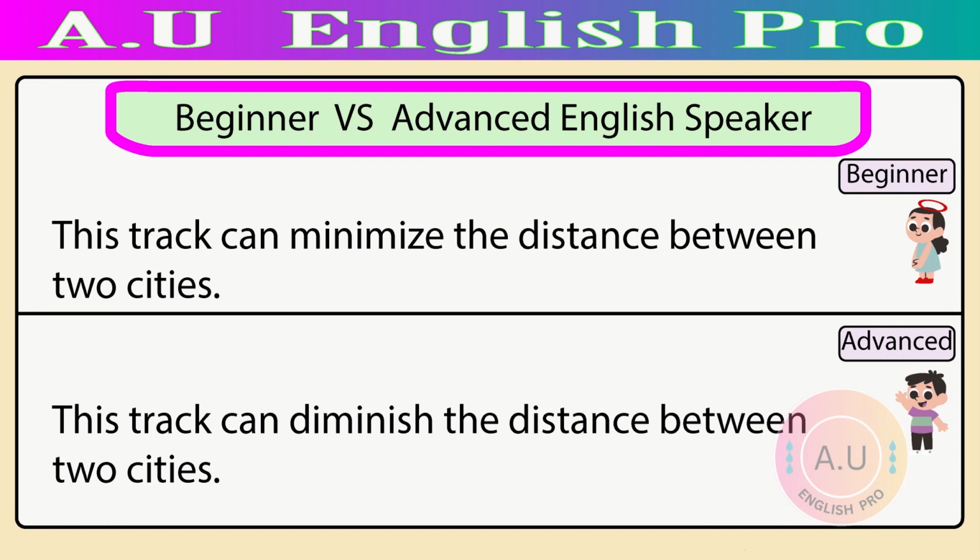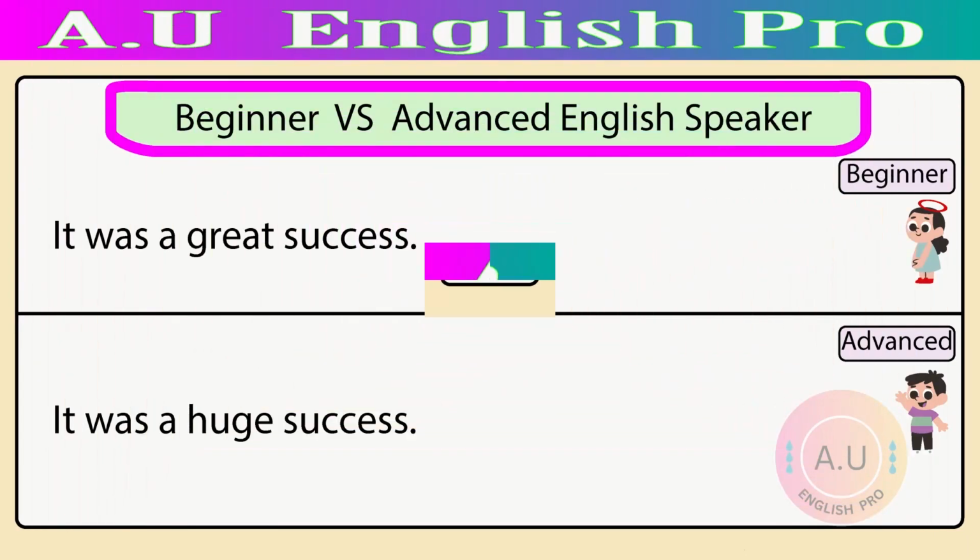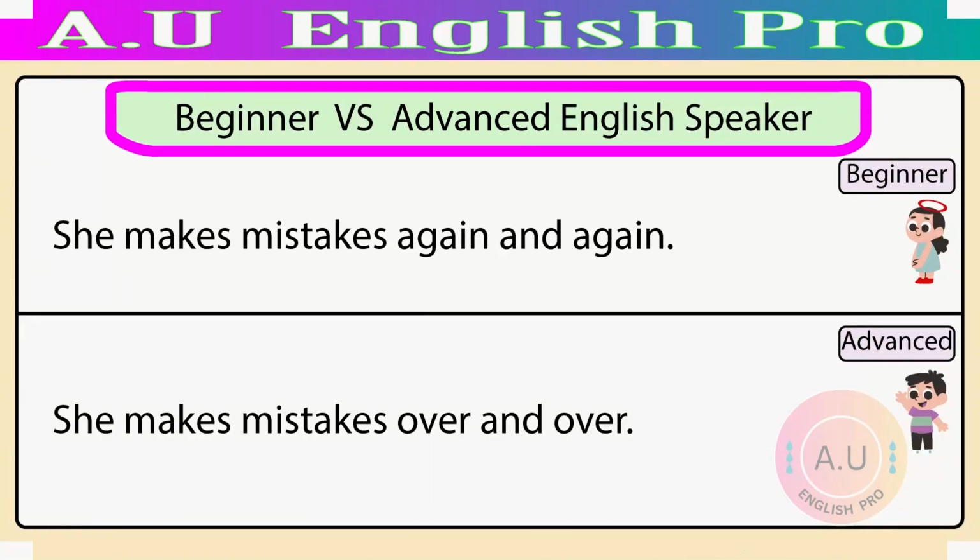Friends, our next sentence is, this trek can minimize the distance between two cities. So instead of using this simple sentence, you also can say, this trek can diminish the distance between two cities. Friends, our next sentence is, it was a great success. So instead of using this simple sentence, if you want to sound better, so you can say, it was a huge success.